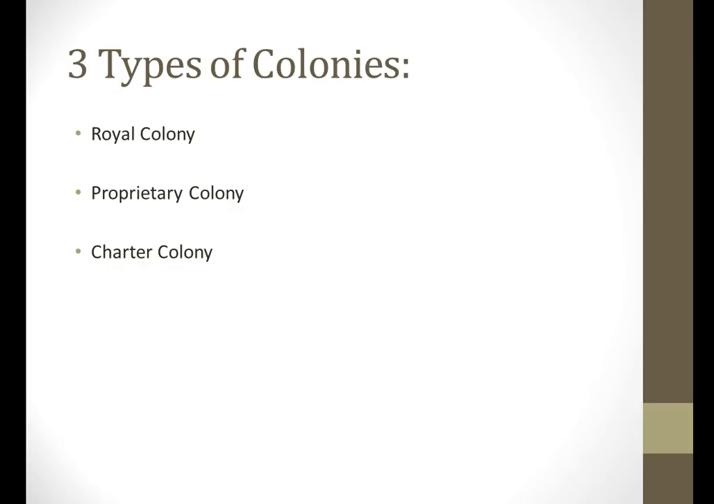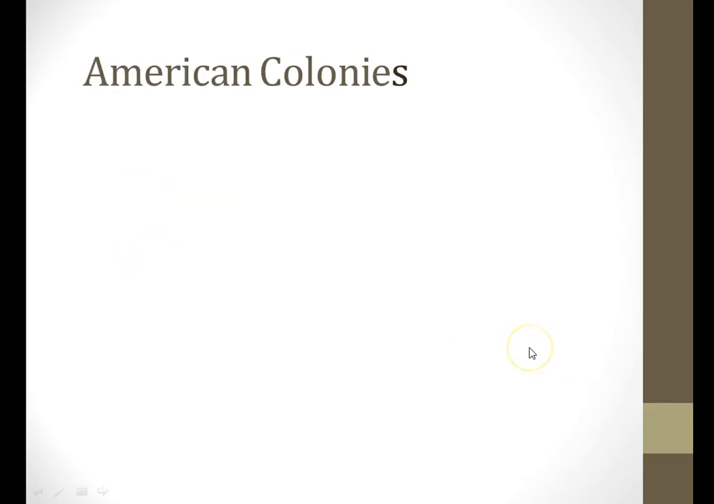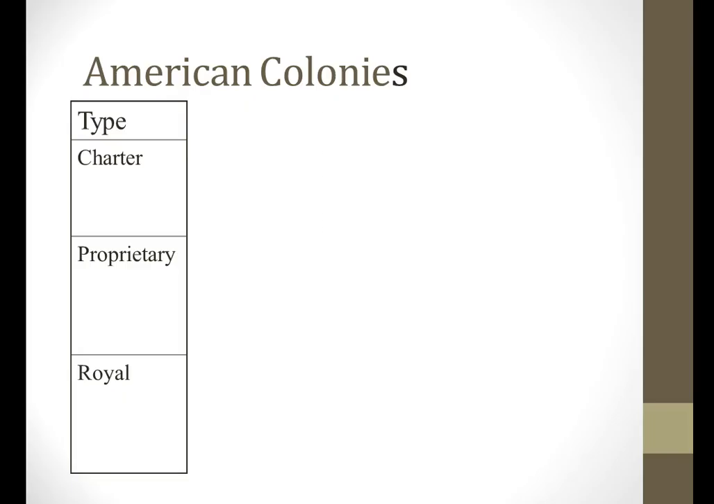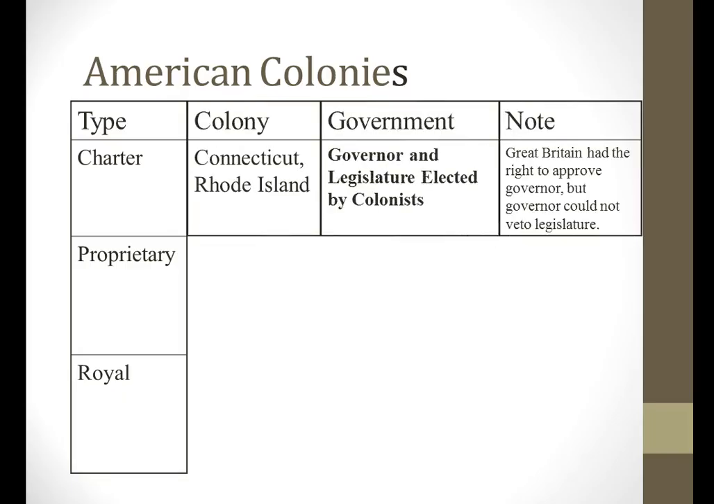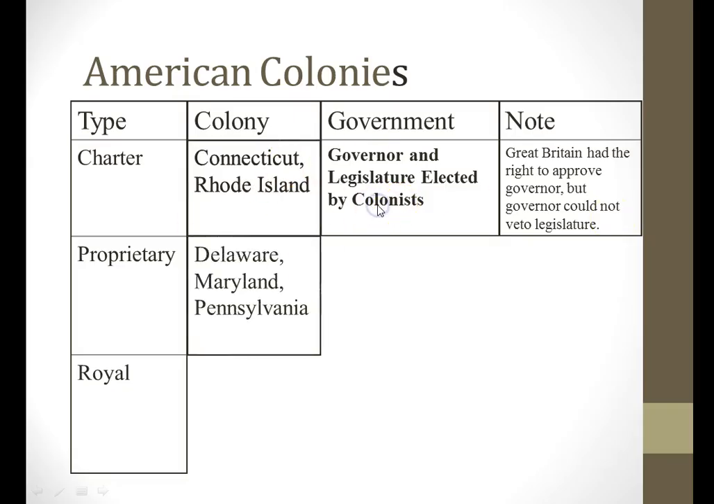All right, so three types of colonies. There's a royal colony, a proprietary colony, and a charter colony. Okay, so what do these things look like? We have a little chart here. So charter colonies, Connecticut and Rhode Island are examples. They had a governor and the legislature was elected by colonists, okay? Now, important to note here, Great Britain had the right to approve the governor, but the governor could not veto the legislature, okay? So even in the earliest stages, we have the beginnings of democracy happening, all right?